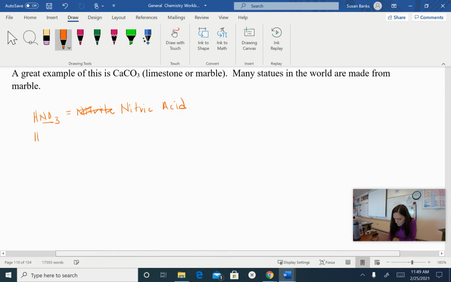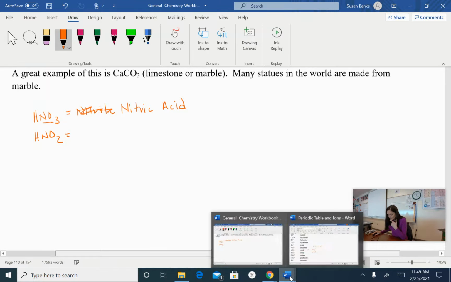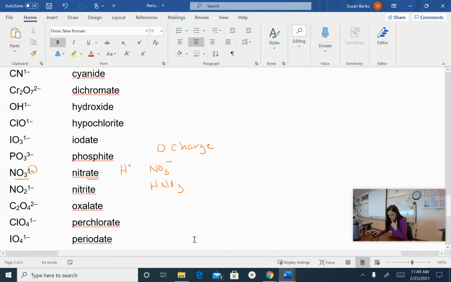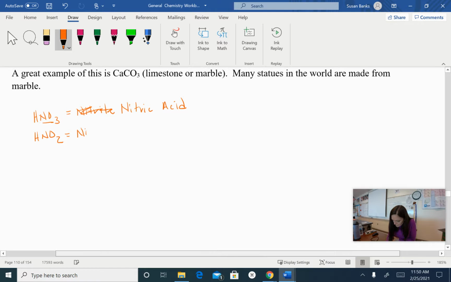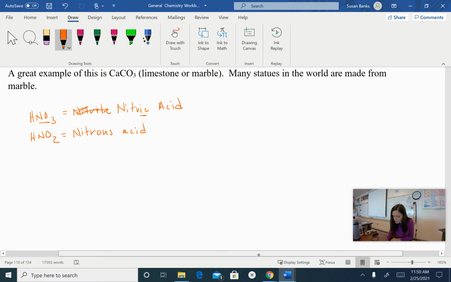Okay, let's look at something that's similar, HNO2. NO2 is not nitrate, so what is it? Let's look here. If I look for NO2, it's right below here. NO2 is nitrite. So "ites" turn to "ous." So this is going to be nitrous acid. Okay, so notice the "ic" tells me that I'm coming from an "ate," so I know that it's nitrate with some hydrogen. "Ous" tells me it's coming from an "ite," so I know that this is nitrite with some hydrogen. Okay, let's look at another one.